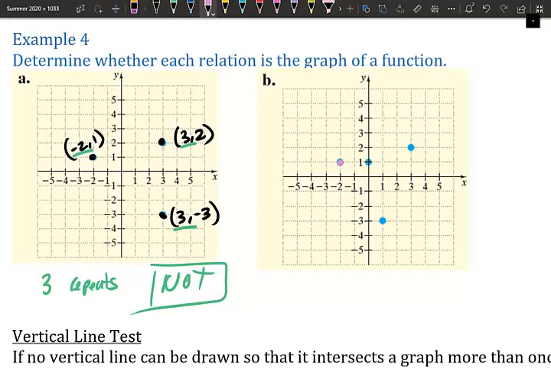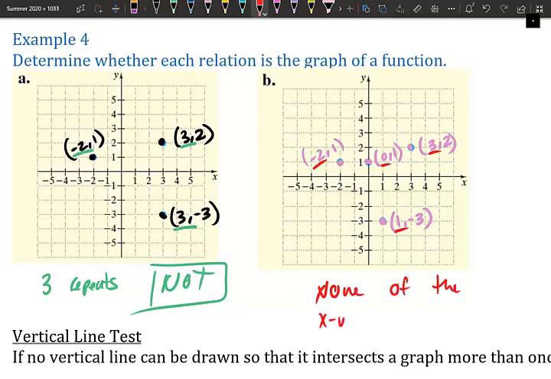So for B, let's label our first point. We have -2, 1. We have 0, 1. 3, 2. And 1, -3. So now that we have all of our x's listed, let's go ahead and look at them. So -2, 0, 3, 1. None of the x's are the same. Since that's the case, this is a function. So I'm going to say yes, it is a function.